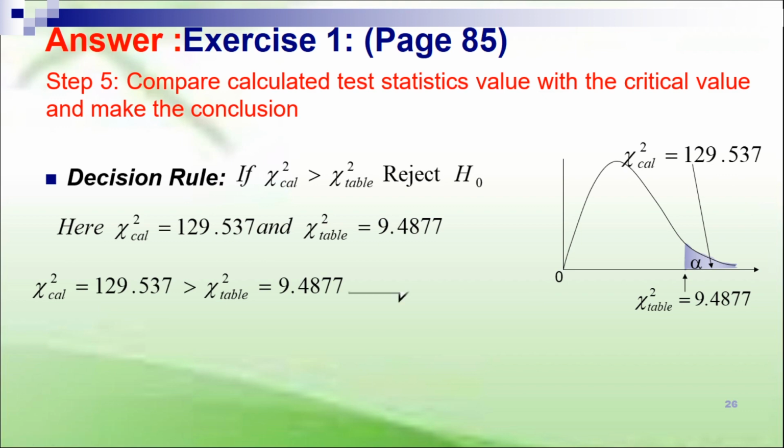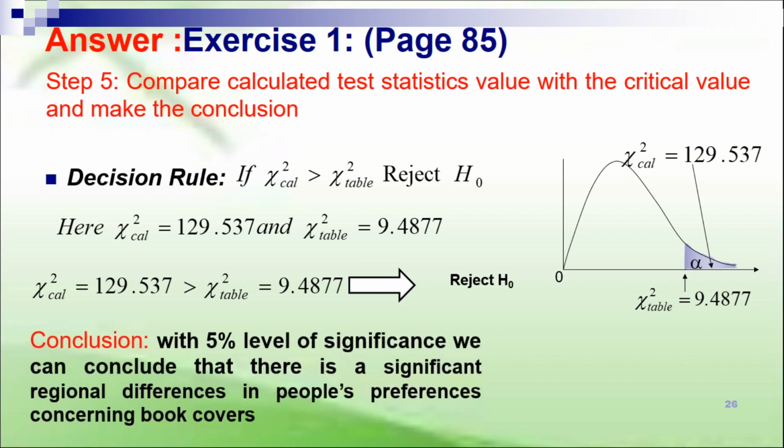Therefore, our decision: reject H0. In the conclusion, with 5% level of significance, we can conclude that there is a significant regional difference in people's preferences concerning book covers. There is a dependency between the preference about the book cover and the region.